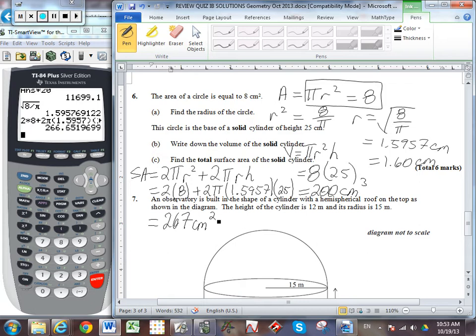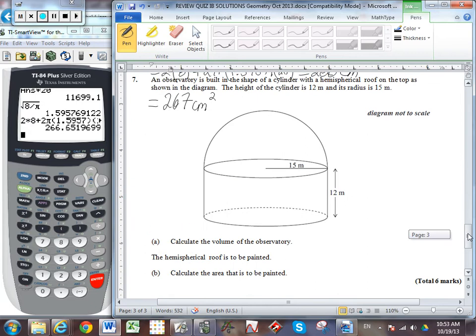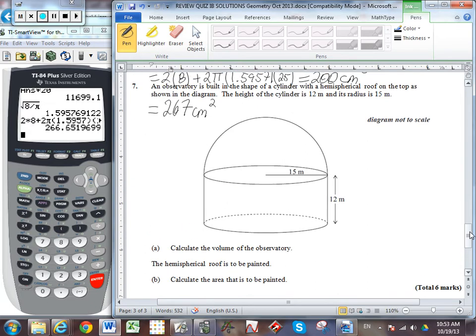Last question, number 7. An observatory has got a cylinder with a hemisphere on top. The height of the cylinder is 12, there it is. The radius is 15, there it is. Okay. We need to calculate the volume of the observatory.